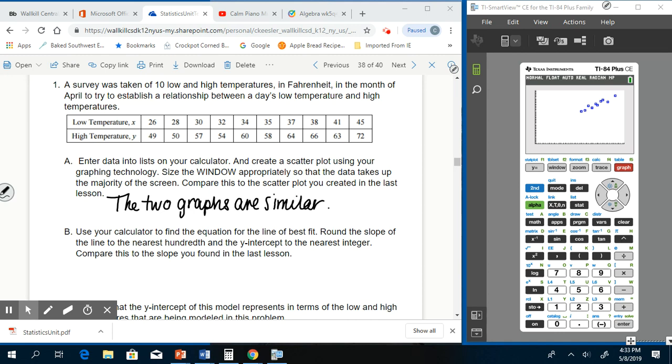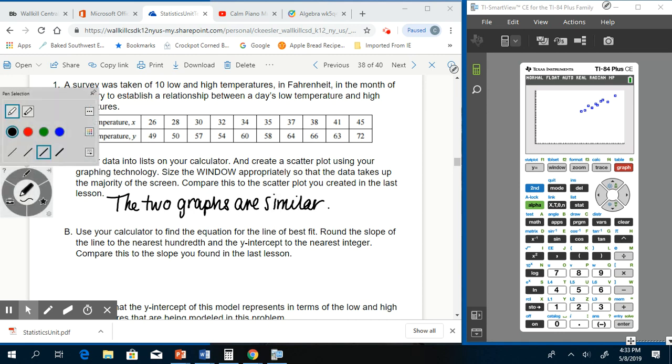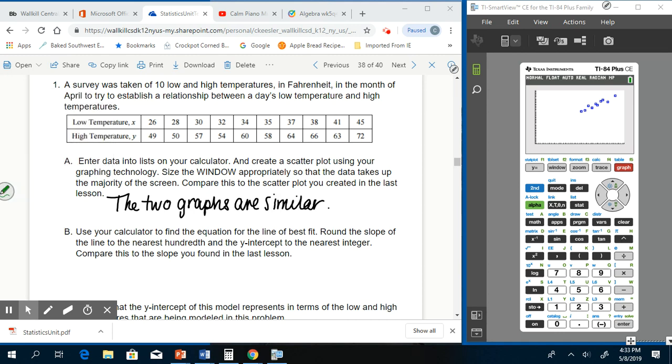So then we're going to use our calculator to find the actual equation for the line of best fit. It says to round the slope of the line to the nearest hundredth and the y-intercept to the nearest integer, and compare this to the slope you found in the last lesson. So here again, now to find the line of best fit, I've already got all those points in my calculator. We're going to go to Stat. We're going to go over to Calc. And we're going to pick lin reg because that's going to give us a linear function, ax plus b.